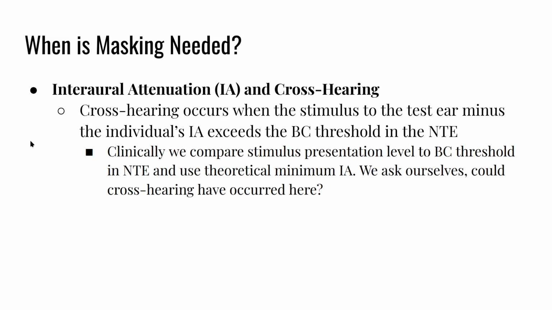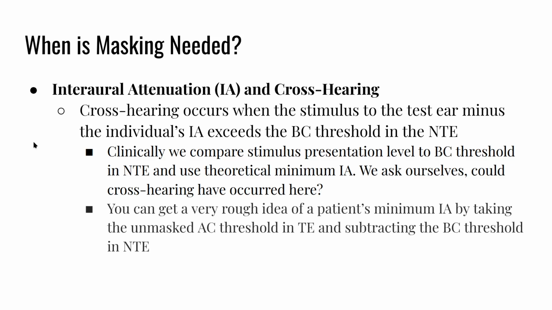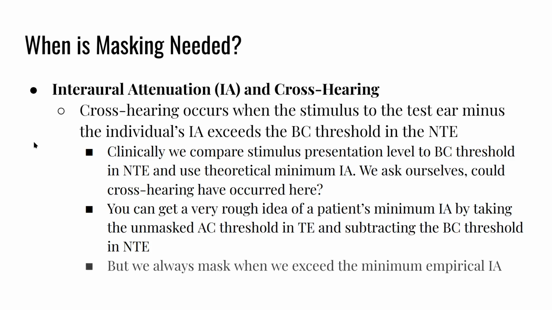Clinically, we compare stimulus presentation level to bone conduction threshold in the non-test ear, and we use our empirical minimum intraoral attenuation values. We ask ourselves, could cross-hearing have occurred here? You can get a very rough idea of a patient's minimum intraoral attenuation by taking the unmasked air conduction threshold in the test ear and subtracting the bone conduction threshold in the non-test ear. But we always mask when we exceed the minimum empirical intraoral attenuation value.